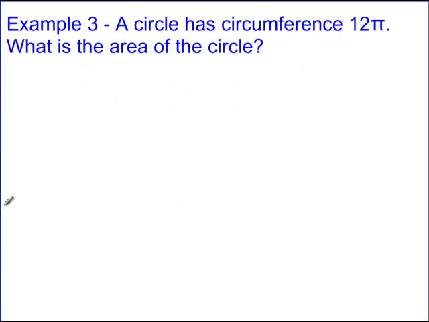It says a circle has circumference 12 pi. What is the area of the circle? Well, again, know the formulas. Circumference equals diameter times pi, which means that our diameter very clearly is 12. If we know our diameter is 12, we should know that our radius is half of that, which is 6, because the radius is always half the diameter. The area of the circle then is just pi r squared, so pi times 6 squared, which equals 36 pi.